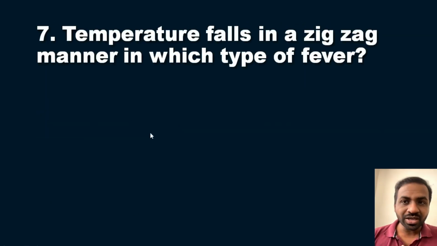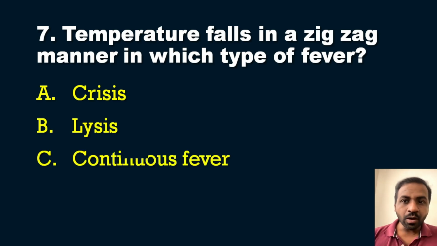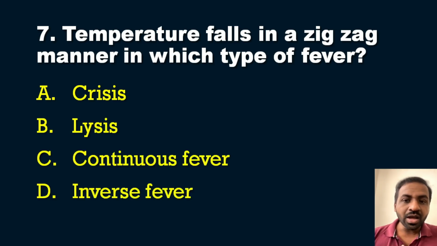Now we will move on to our seventh question in the series. This is fundamentals of nursing. From fundamentals of nursing regarding fever, temperature falls in a zigzag manner in which type of fever? So the question is very direct and very clear. Temperature falls in a zigzag manner in which type of fever? And the options for you are option number A, crisis, option number B, lysis, option number C, continuous fever, and option number D, inverse fever. So in which fever does the temperature fall in a zigzag motion?